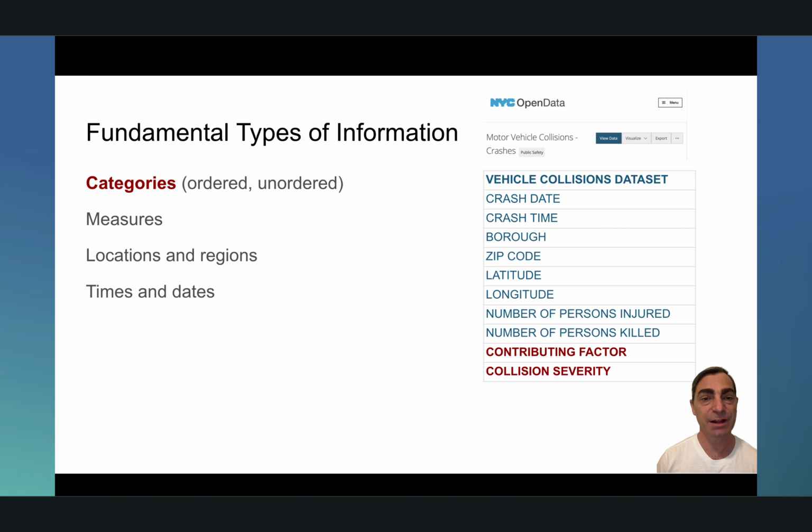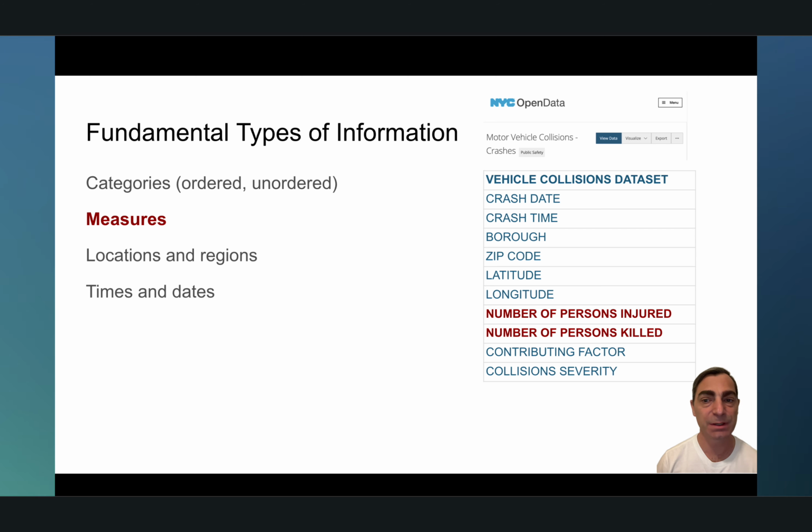So collision severity is also a number of categories, but in this case, these categories are ordered. So they don't measure necessarily anything specific, but they have an order. So if I say low, medium, and high, these are three values. They represent three categories. They are ordered, but they do not represent a specific quantity.